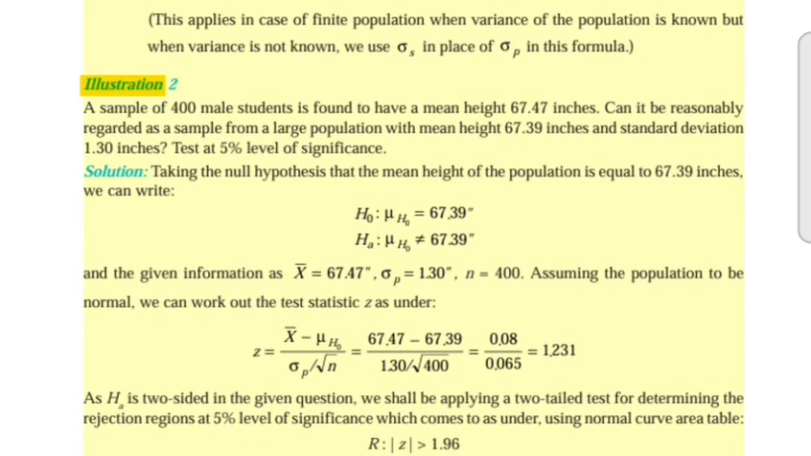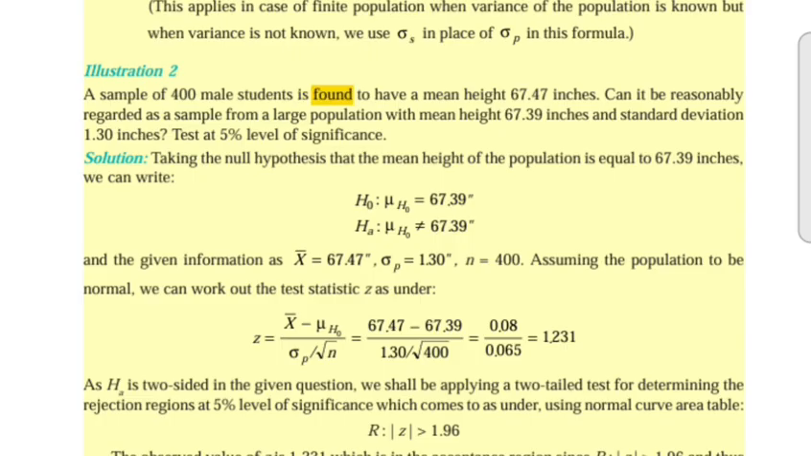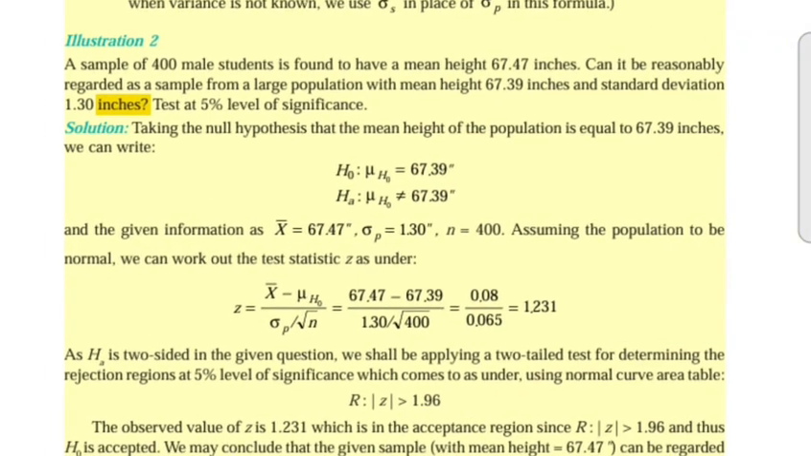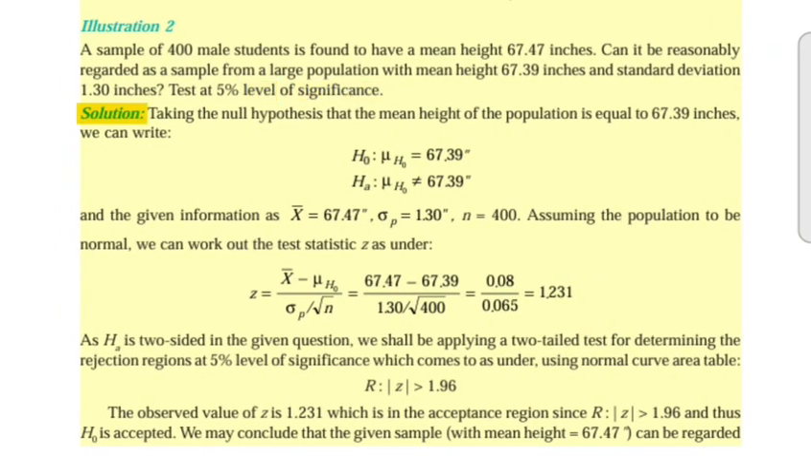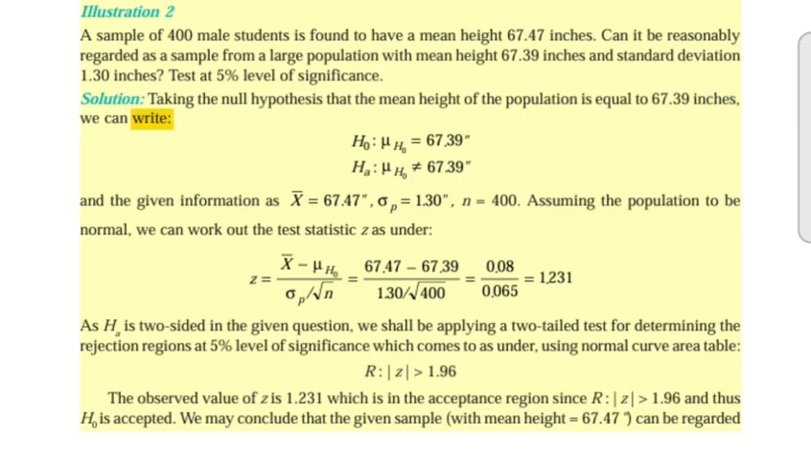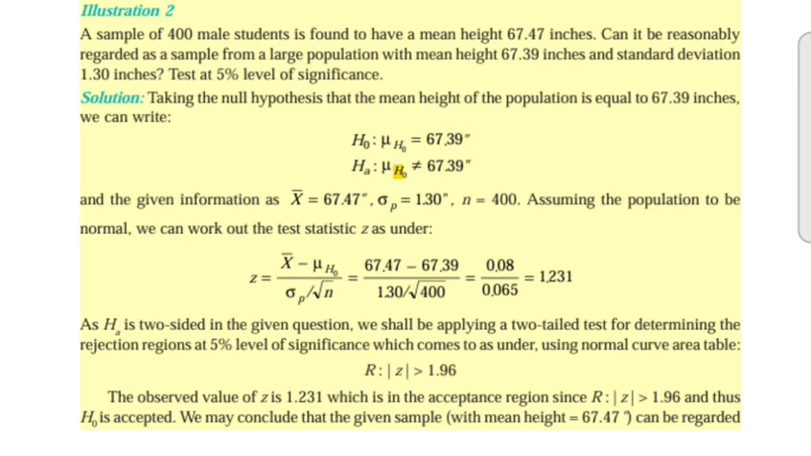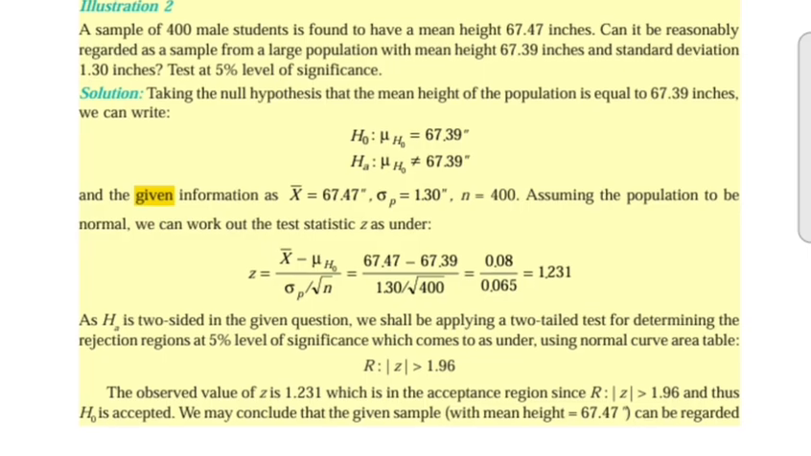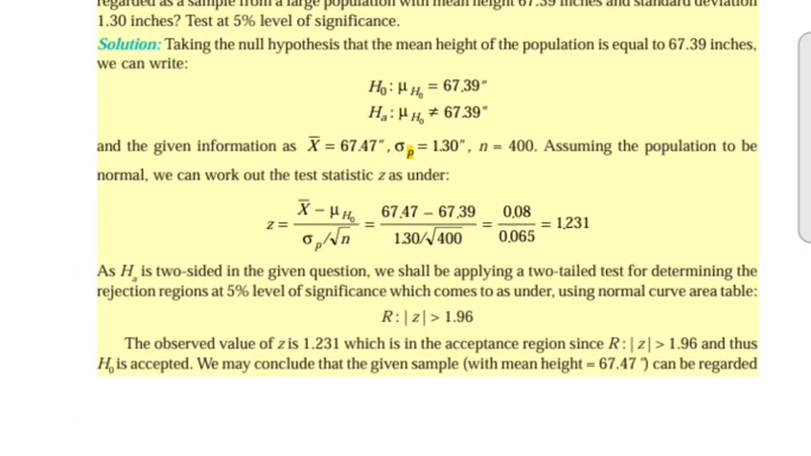Illustration 2. A sample of 400 male students is found to have a mean height of 67.47 inches. Can it be reasonably regarded as a sample from a large population with mean height 67.39 inches and standard deviation 1.30 inches? Test at 5% level of significance. Solution. Taking the null hypothesis that the mean height of the population is equal to 67.39 inches, we can write H0: μ = 67.39 and HA: μ ≠ 67.39, and the given information is X̄ = 67.47, σP = 1.30, n = 400.